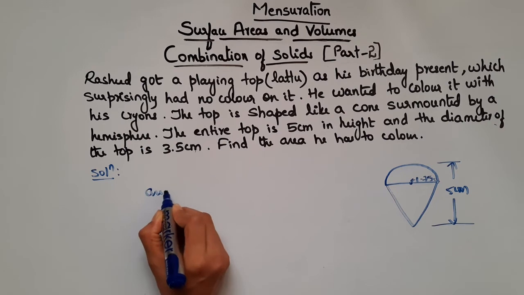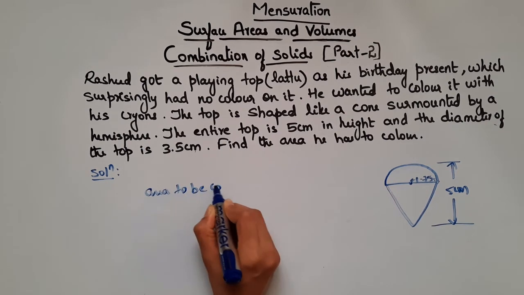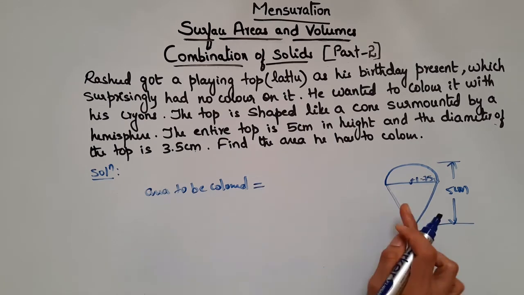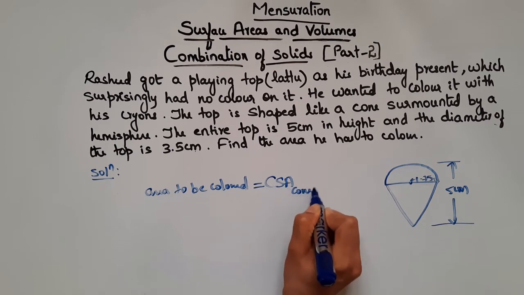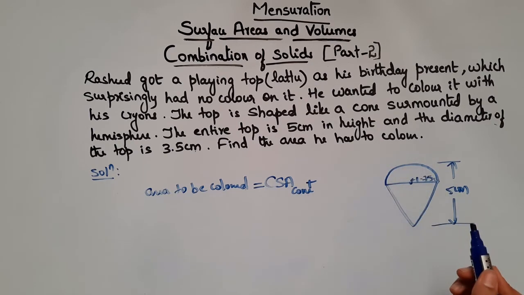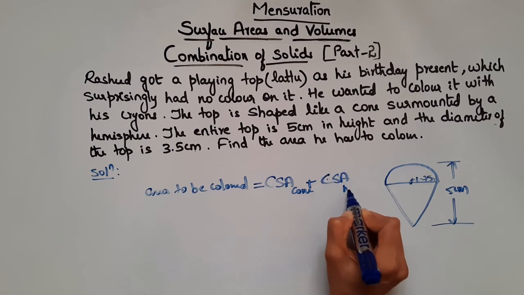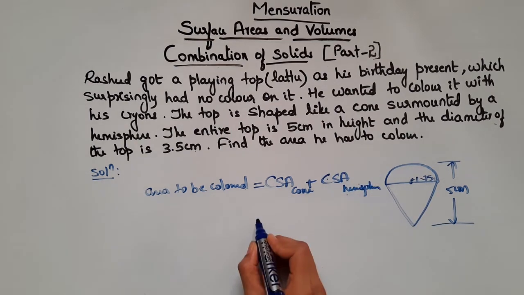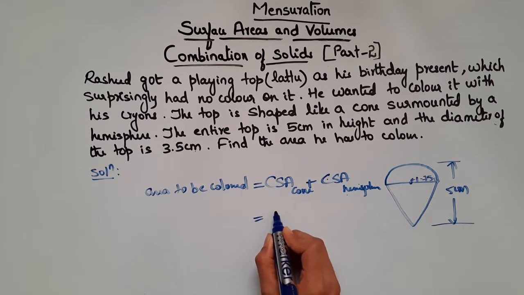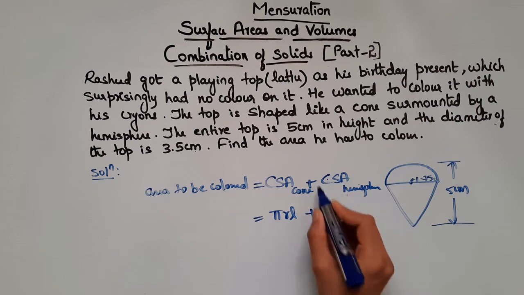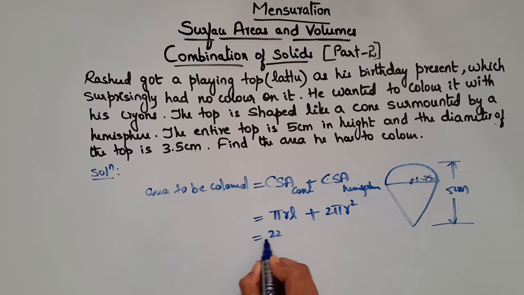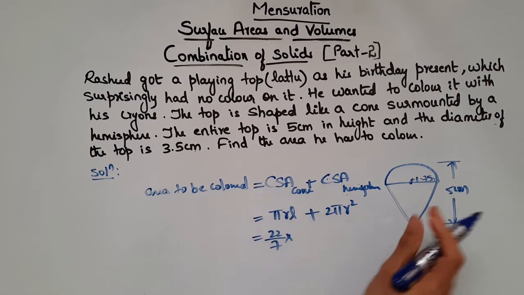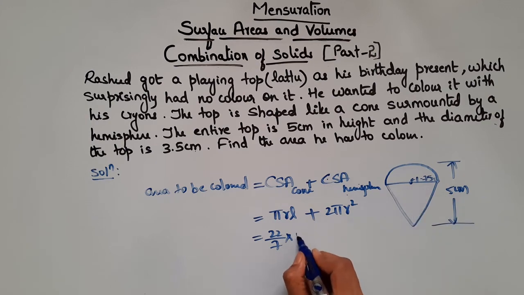So area to be colored is equal to the curved surface area of the cone plus the curved surface area of this hemisphere. Now what is the curved surface area of the cone? We know the curved surface area of the cone is given by pi RL, plus the curved surface area of the hemisphere, which is nothing but 2 pi R square. So let's substitute the values. Pi is 22 by 7 into R, which is the radius of the cone. So the radius of the cone is 1.75 into L. L is the slant height.